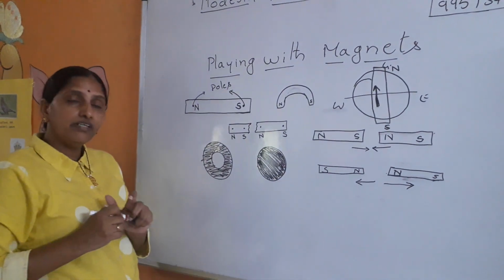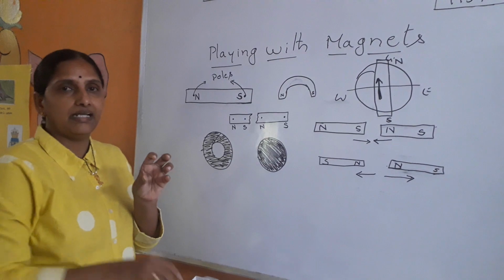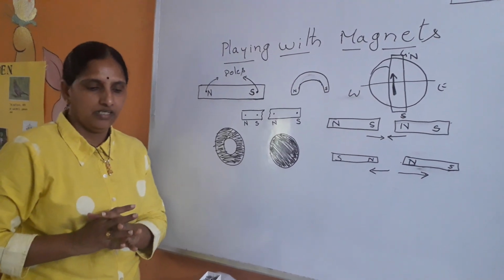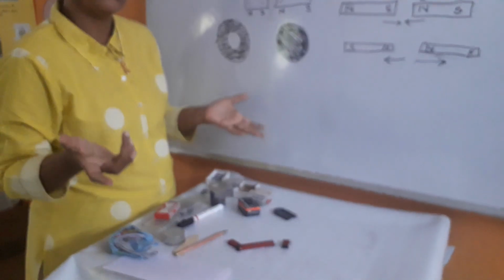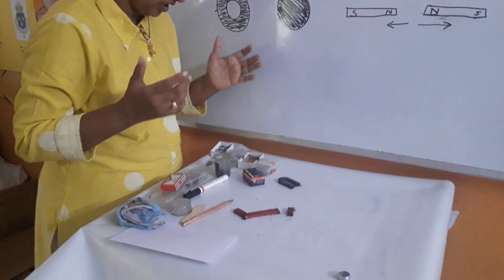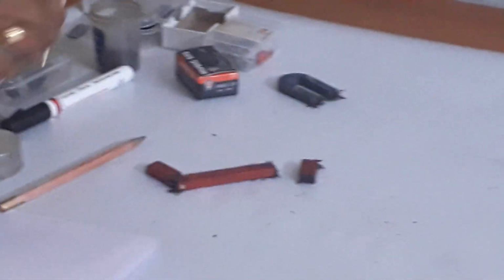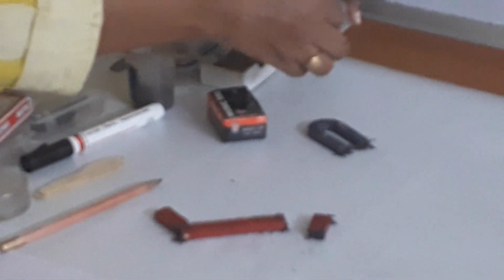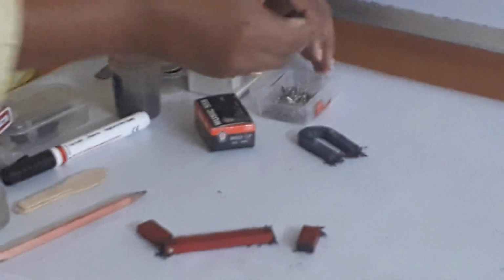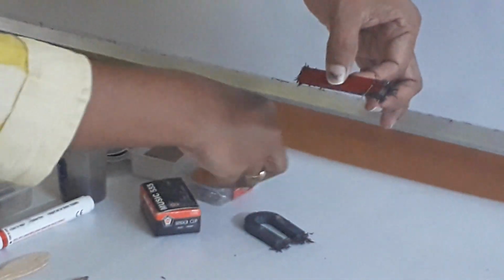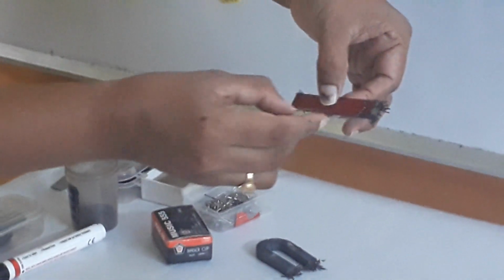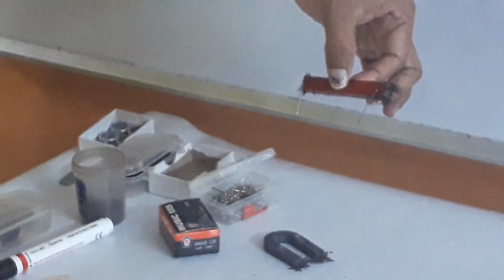So what did we learn today? That magnets attract iron. Now you may ask me, ma'am, we saw only the iron filings. How can you say that magnets cannot attract other substances? Okay, let's come to this. I'll take some small pins here and another magnet. See, this is going and sticking to it. This is also sticking at both the poles, right?